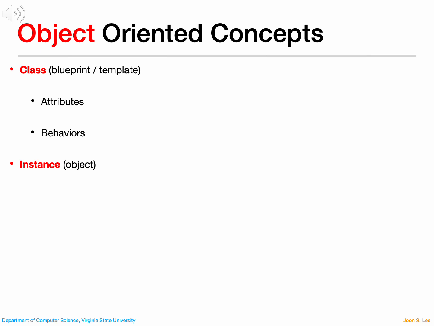It follows the blueprint, but it has its own specific data values. For example, you might have one student class but many student objects, each with a different name and ID, all using the same methods. This distinction is extremely important. The class defines the structure. The object is the actual thing you work with in your program. Next, we'll see how this looks in actual Python code.